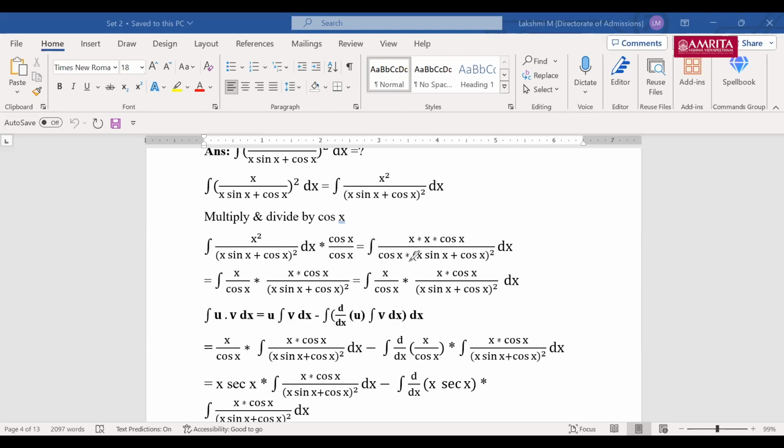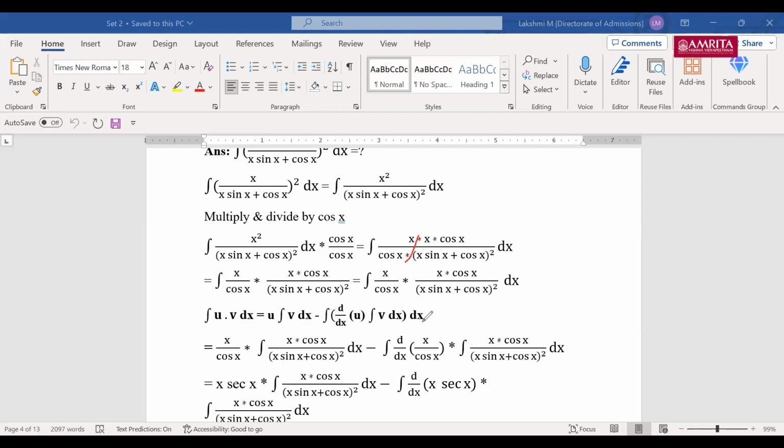Because I need to use some method to solve it, I want to change the question in such a way that I'll be able to apply it. So here you can just multiply and divide it with cos x: x square into cos x by (x sin x plus cos x) the whole square into cos x. So x by cos x you can take as one term, and x cos x by (x sin x plus cos x) square as the other term.